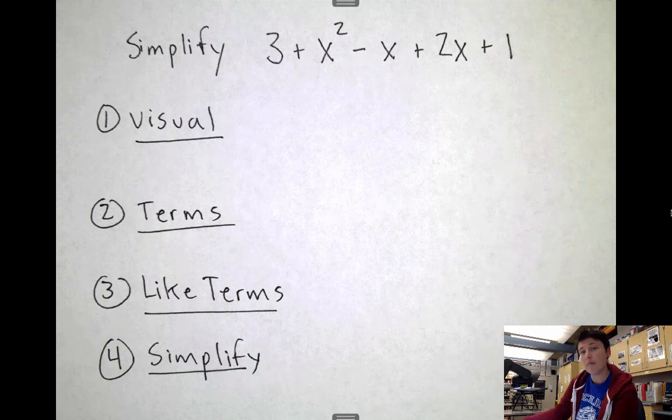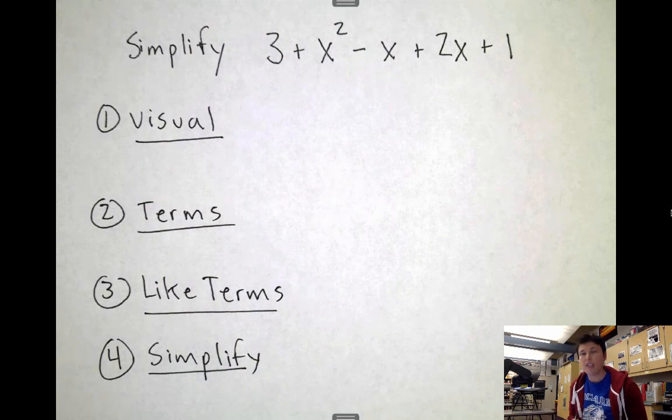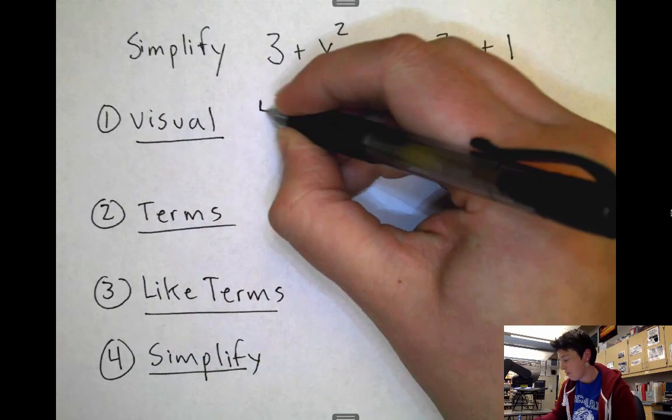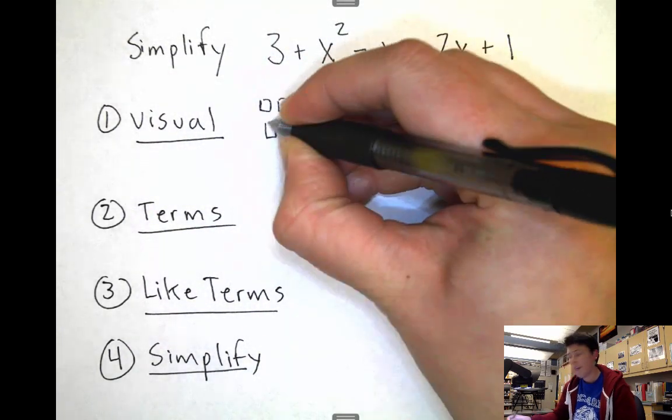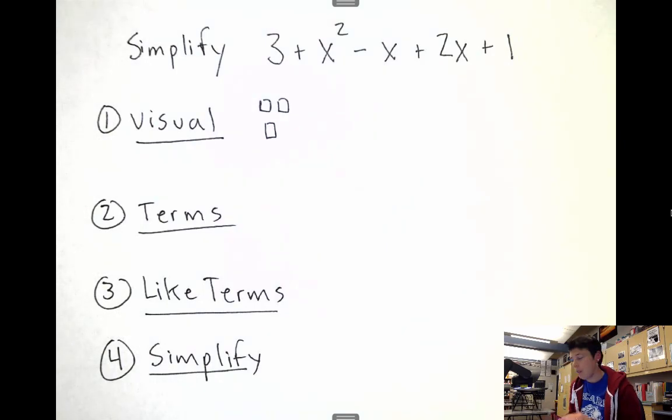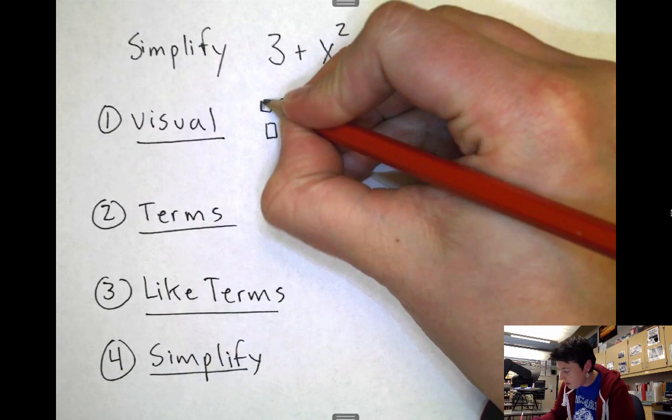Now I'm hoping you're unpausing the video and that you're ready to check your answer and see if you got it right. So here's what we've got for a visual. We have 3 units. That 3 is a positive 3, so I'm going to shade those units in and make them dark.